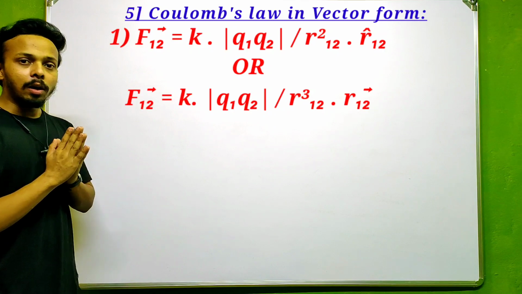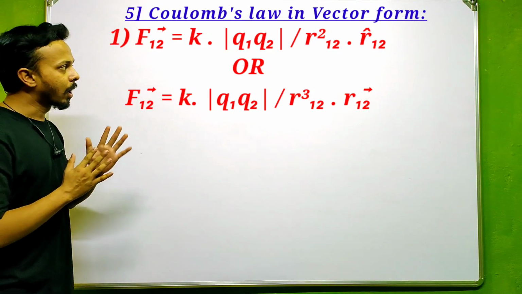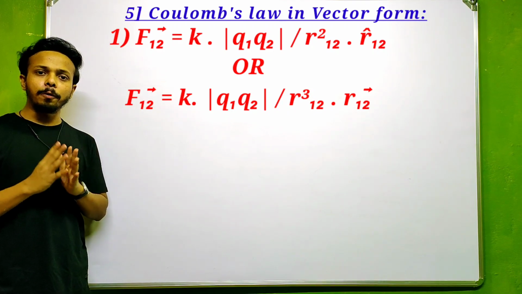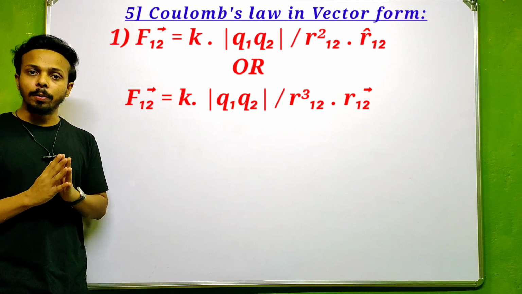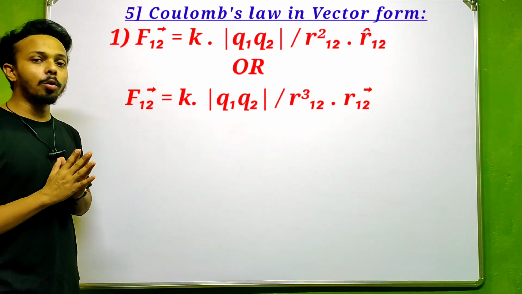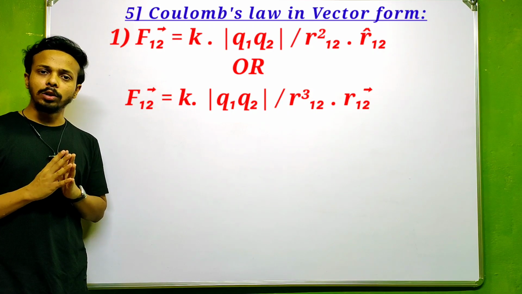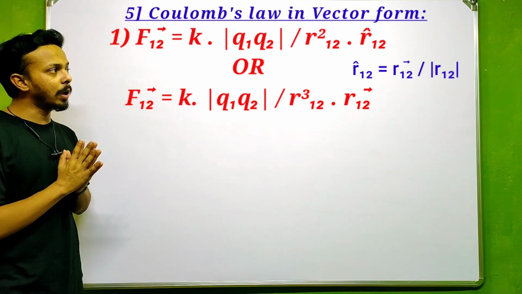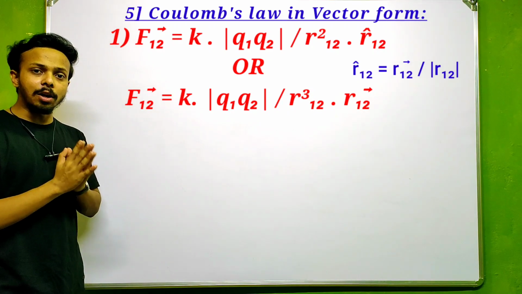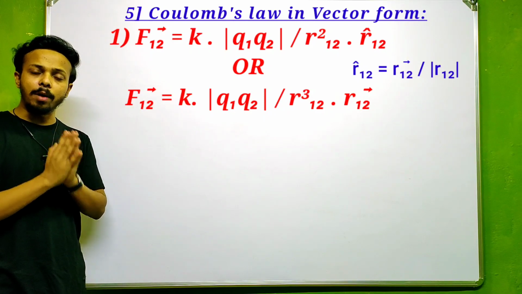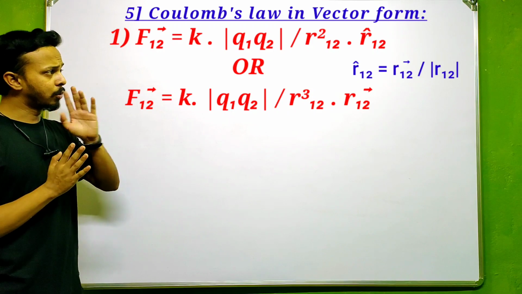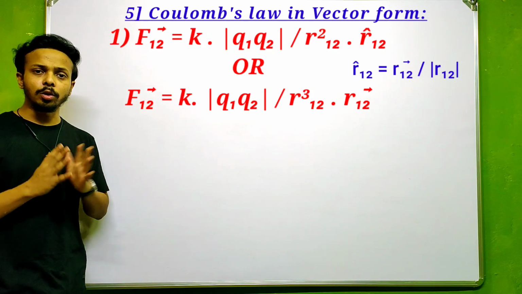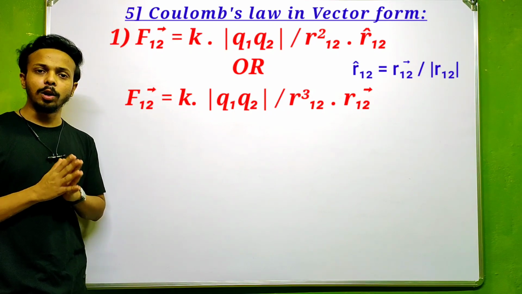Okay. Now in one more way we can represent the same as F12 vector is equal to 1 divided by 4 pi epsilon naught, mod of q1 q2 divided by r cube, into r12 vector. So how does this come? As we know, how we represent the unit vector, r cap is equal to r vector divided by modulus of r. So from that, one more r comes here, therefore it becomes r cube. So this is one kind of way we can represent Coulomb's law in vector form.